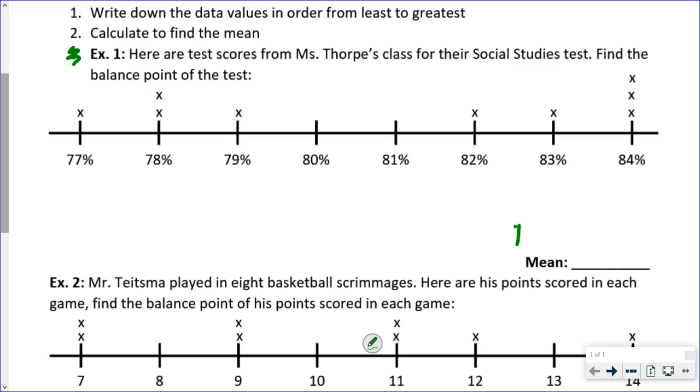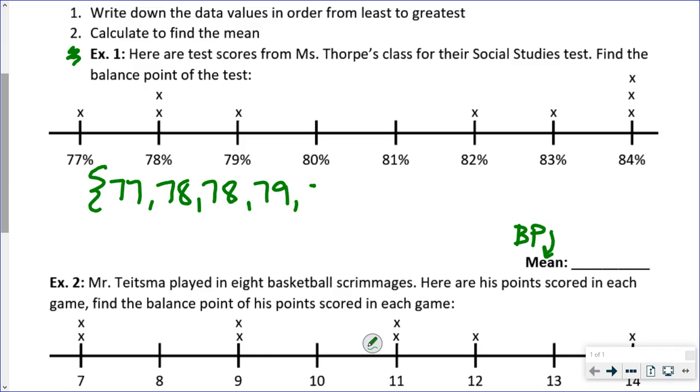I'm going to abbreviate this BP for balance point, but that's another way to think about the mean. What is the mean of that? So I'm going to go ahead and write this data set. I have one score that's 77%, 2 that are 78, 1 that's 79, 82, 83, and then 3 that are 84. So that is our data set right there.